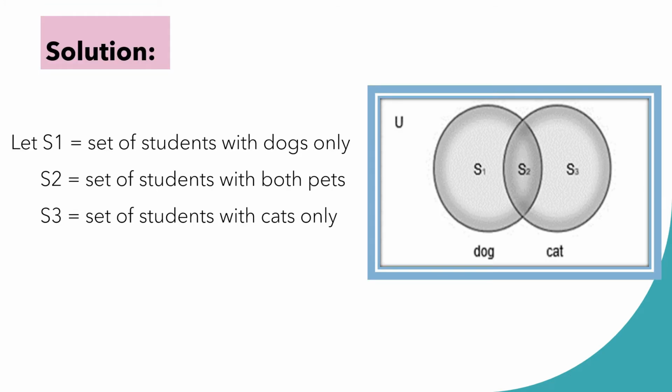For our solution, we are going to use a two-circle Venn diagram. Let us represent them as S1 or set 1, set of students with dogs only. Set 2 or S2, set of students with both pets, that is their intersection. Set 3 or S3, set of students with cats only. And we have also U as the universal set.